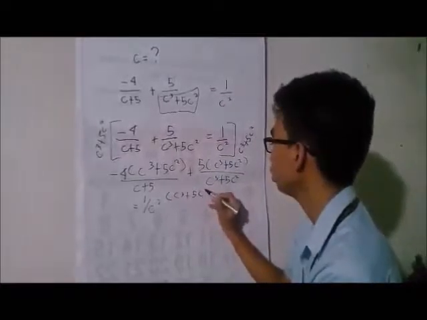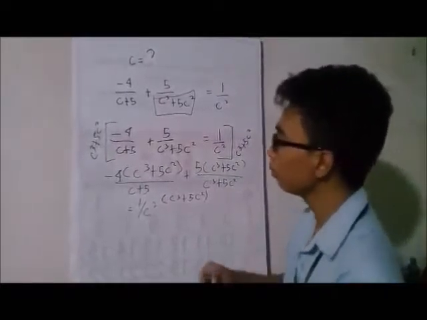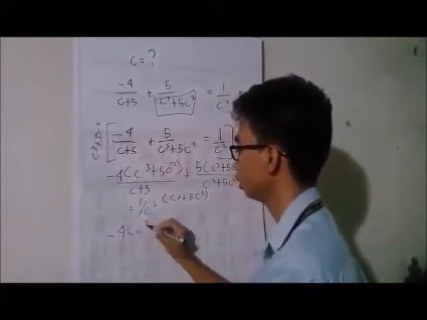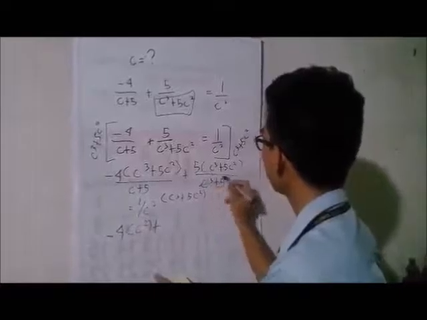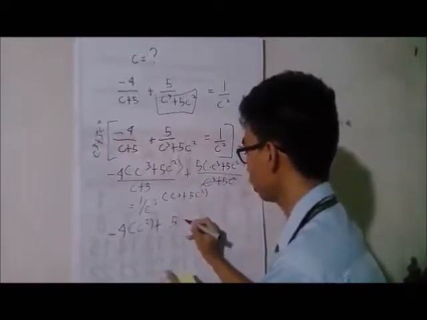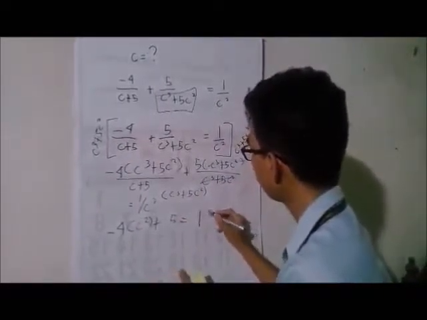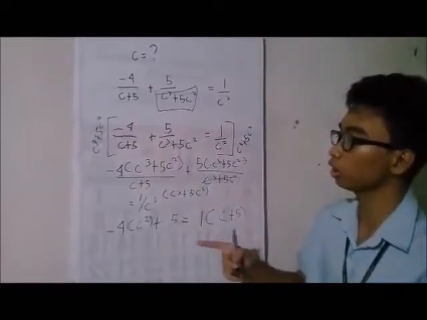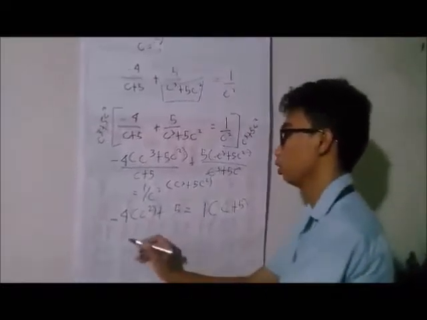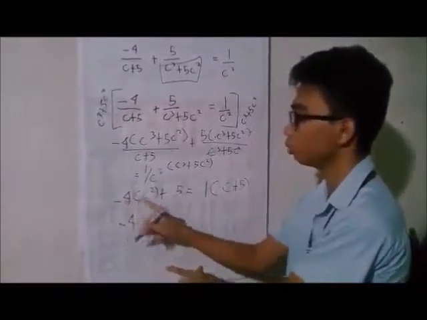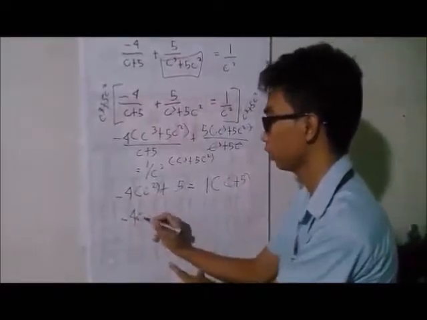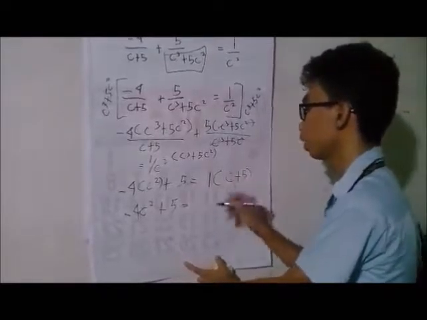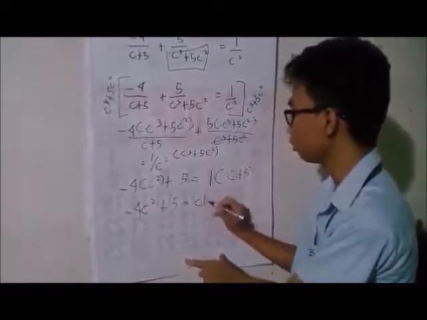Then, the factors will be negative 4 multiplied by C squared plus, cancel, 5 is equal to 1 multiplied by C plus 5. Then, we are going to distribute the following numbers. Negative 4 multiplied by C squared is equal to negative 4C squared, plus 5 is equal to 1 multiplied by C plus 5, which is C plus 5.